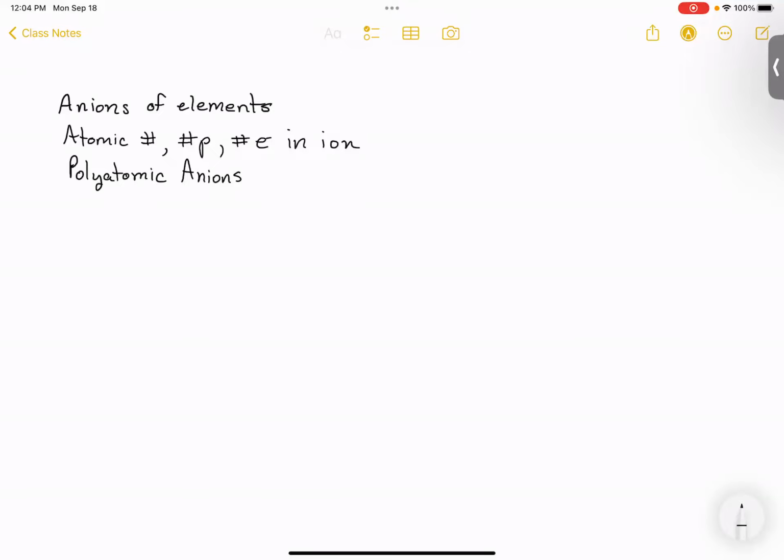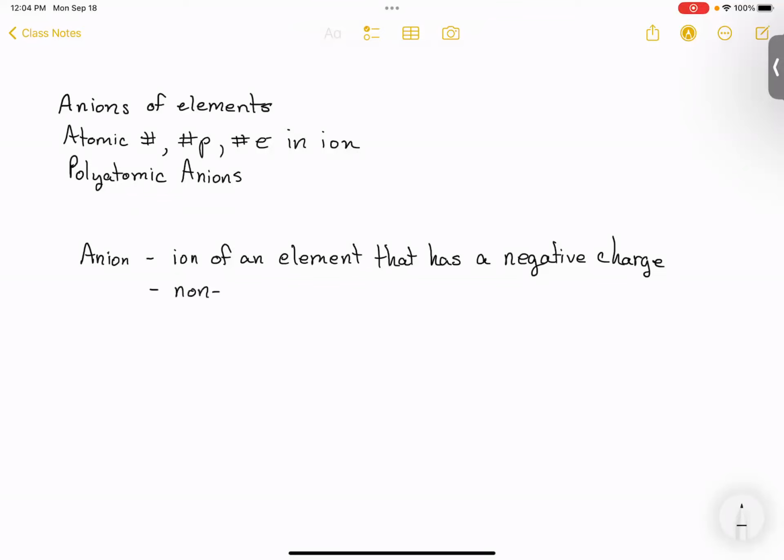I don't remember, I think it was Monday of last week, I introduced this concept. And when I introduced it, I said that, first of all, an anion is an ion of an element that has a negative charge. The anions will be nonmetals and metalloids.